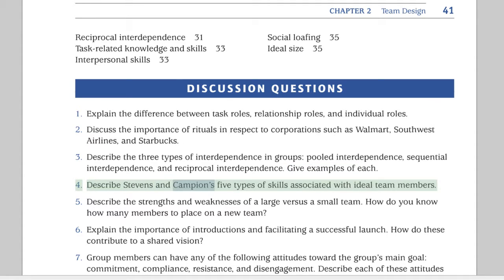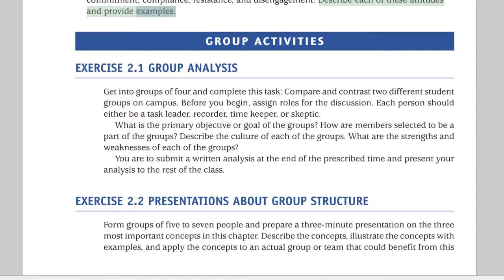4. Describe Stevens and Campion's 5 types of skills associated with ideal team members. 5. Describe the strengths and weaknesses of a large versus a small team. How do you know how many members to place on a new team? 6. Explain the importance of introductions and facilitating a successful launch. How do these contribute to a shared vision? 7. Group members can have any of the following attitudes toward the group's main goal: commitment, compliance, resistance, and disengagement. Describe each of these attitudes and provide examples.